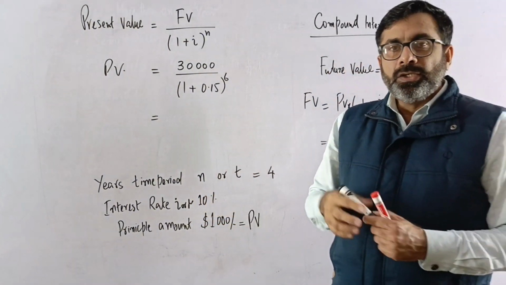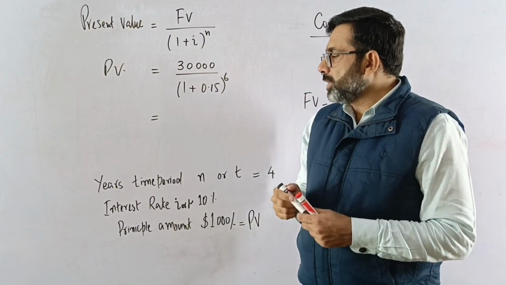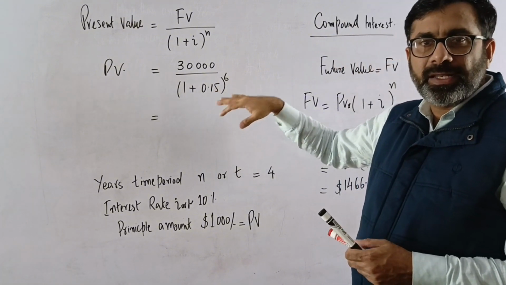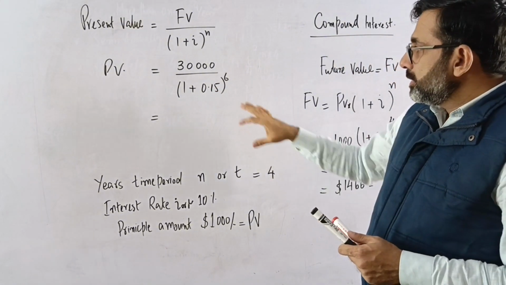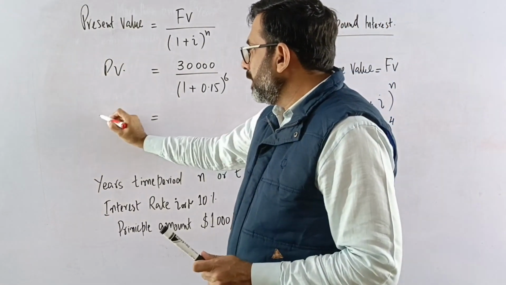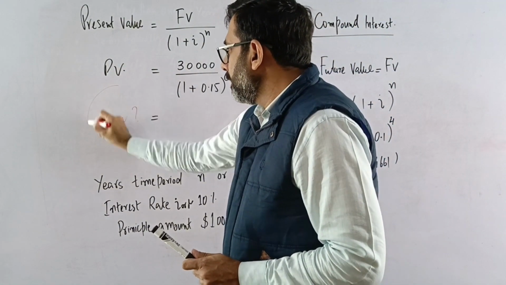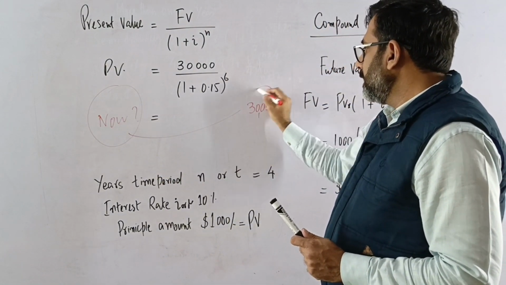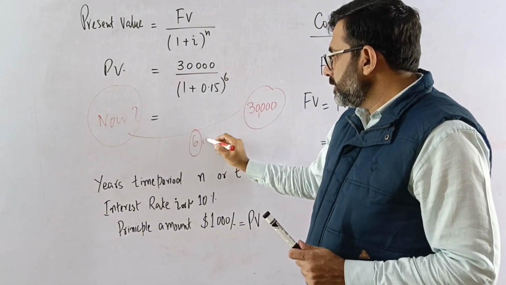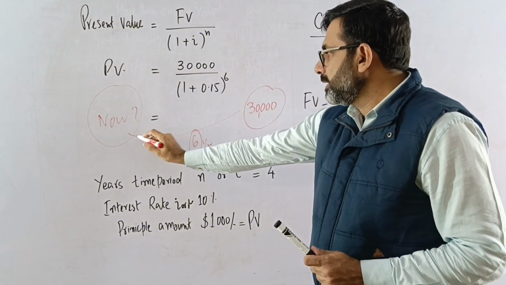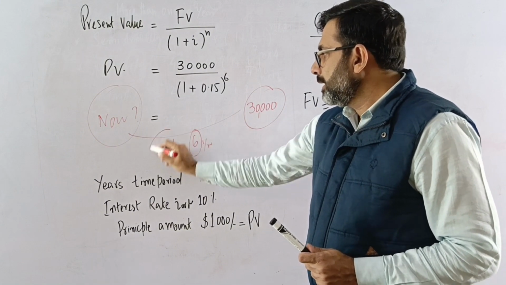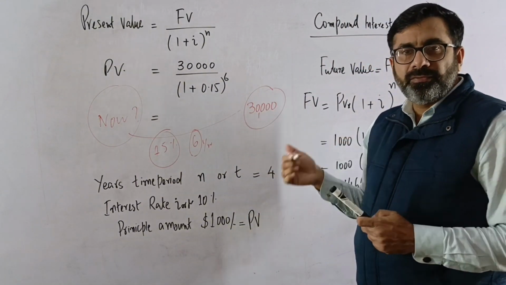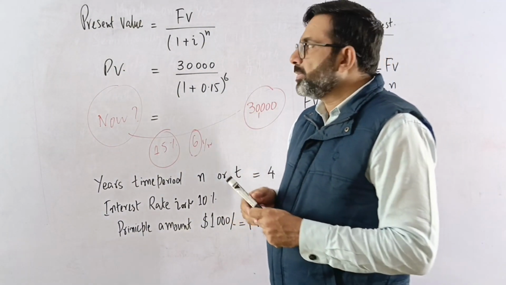Now the question is, you want to get $30,000 after 6 years, and the rate of interest currently prevailing in the market is 15%. So you want to know how much you have to invest now so that after 6 years you reach the target of $30,000. The time period is 6 years, and the rate of interest during that time period is 15%. So this is the concept of the present value.